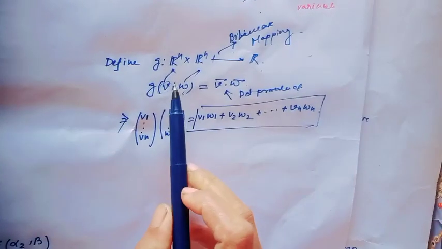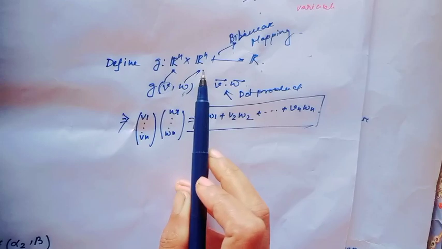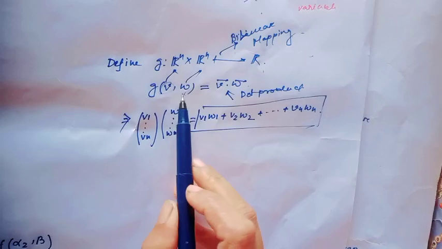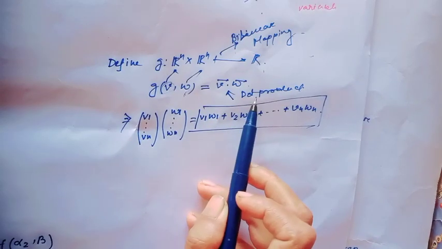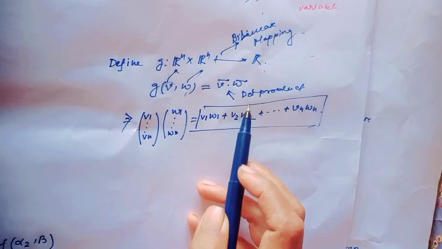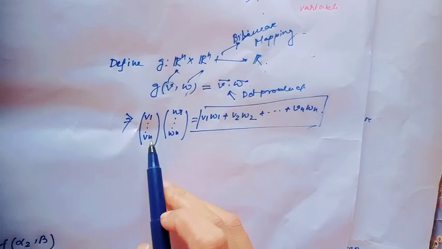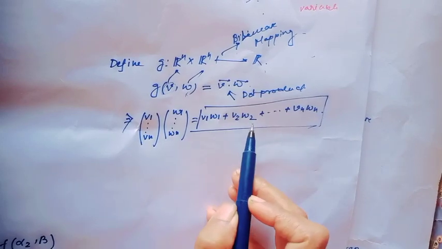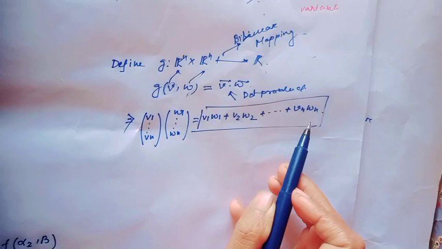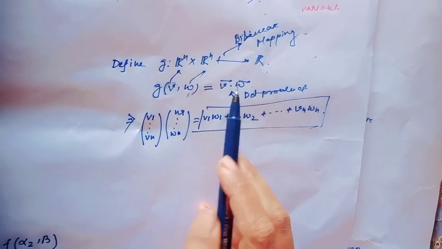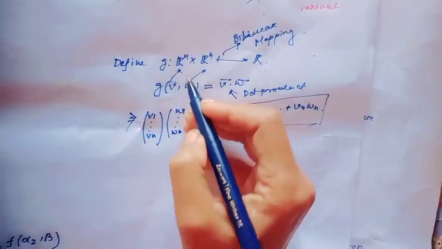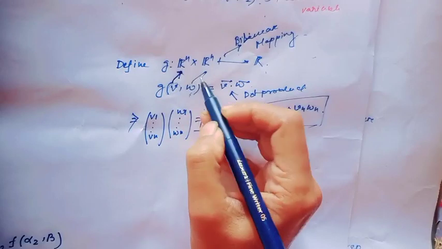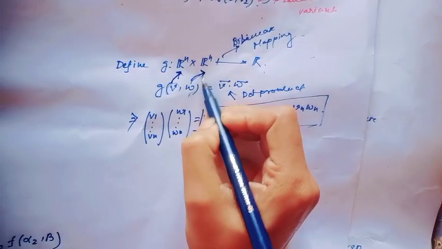As an example, consider a function g from Rn cross Rn to R, and the mapping is such that g of v comma w equals v dotted with w. Obviously this is the dot product, and the mapping is such that (v1, v2, up to vn) and (w1, w2, up to wn) gives v1 w1 plus v2 w2 up to vn wn. Okay, we have to prove this mapping is a bilinear form. That means we have to prove with respect to the first vector this is linear, also with respect to the second vector this is linear.